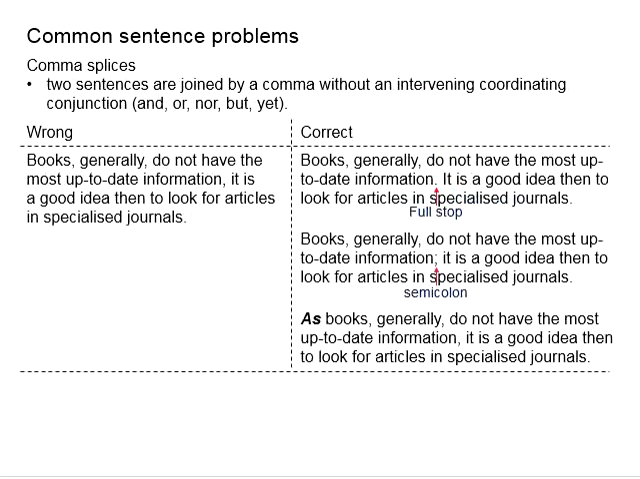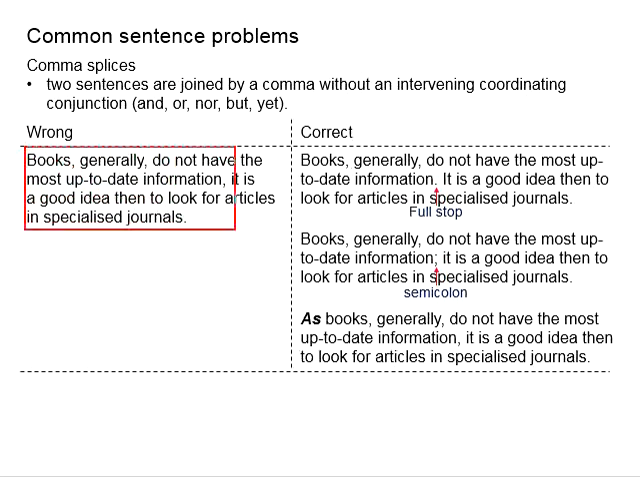Next, we will look into the comma splice, where two sentences are joined by a comma without an intervening coordinating conjunction, such as and, or, nor, but, yet. Let us look at the example here. Books generally do not have the most up-to-date information, comma. It is a good idea then to look for articles in specialized journals.